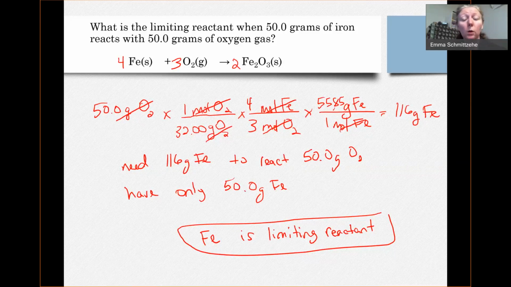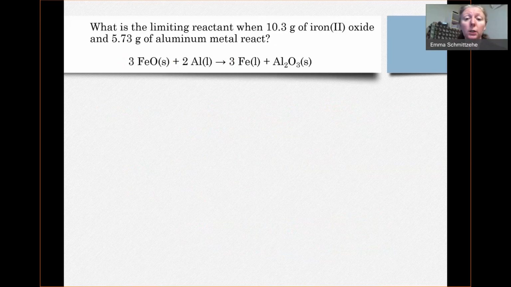Okay, let's do one more example, and we're going to do it using the other method. Okay, so now I have a different reaction. I have a reaction of iron 2 oxide with aluminum, forming iron and aluminum oxide. Okay? And I tell you that we've got 10.3 grams of iron 2 oxide, so I'll just go ahead and list that here, 10.3 grams. And we've got 5.73 grams of aluminum. When those react, I want to know the limiting reactant.